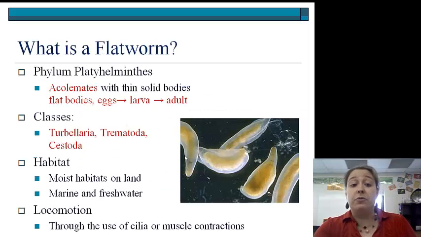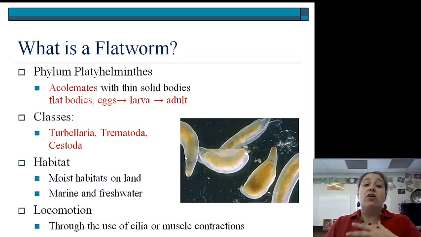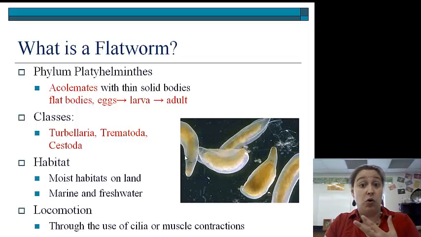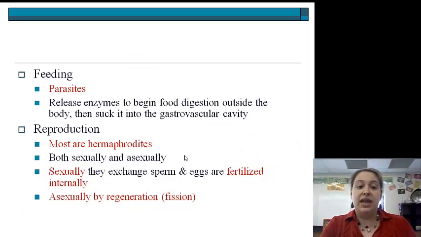So looking at the flatworms, the platyhelminthes, they are acoelomates, they have flat bodies, they do go from egg to larva to adults. They've got 3 different classes, and they mostly live in moist habitats on land and in marine and fresh water. They use their muscles to contract, and they have cilia to use for locomotion. They are parasites. They actually can excrete enzymes to start digesting the food that they're stuck to, and then they can bring it into the gastrocavity, or their stomach.